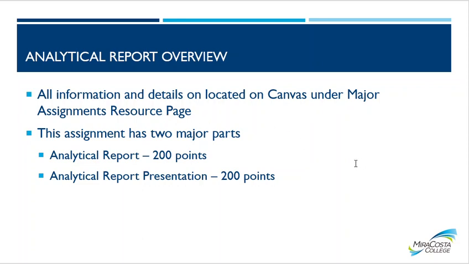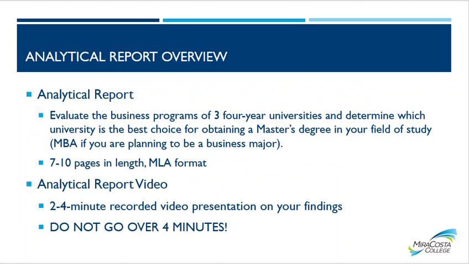The assignment has 2 major parts. Analytical report is 200 points. Analytical report presentation is 200 points. Please check your syllabus in Canvas in case this has changed. I believe it changed a semester, but I can't remember which one. So always go to Canvas and the syllabus for the latest due dates and point structure.